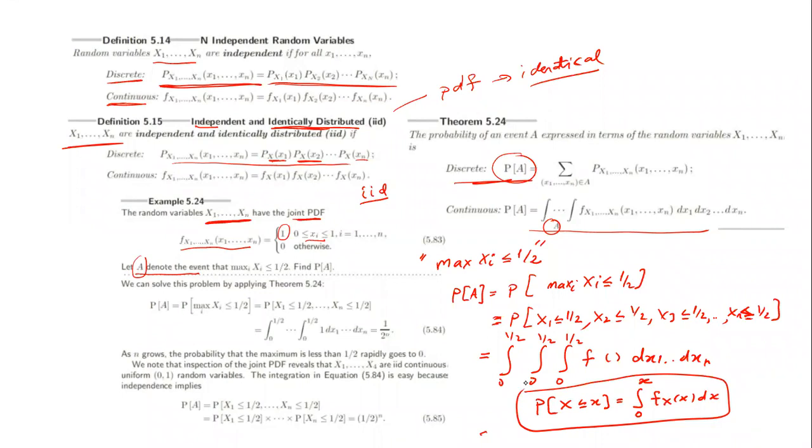Now, in order to evaluate this, the integrand is 1. So it's simple. That's 0 to 1/2, so 1/2. Then every integral here will give us 1/2. Since I have n integrals, the result will be 1/2 to the power n. That's quite easy. And if the number of random variables increases, so n increases, then the maximum probability will go to 0.